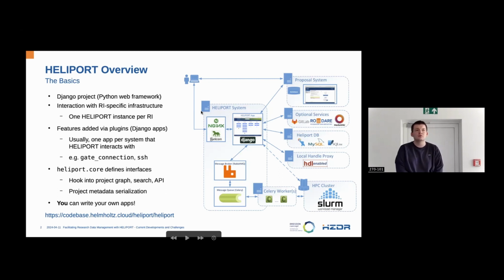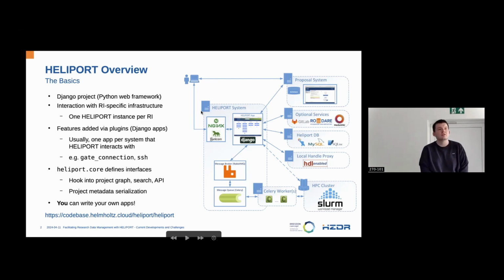Features are added to HELIPORT via plugins. These are just standard Django apps, which is the infrastructure that Django provides to build features that are reusable. And usually we have one Django app that interacts with one kind of system. For example, the Gate connection is realized in one app. And another thing would be, for example, SSH connections to remote machines. This is also implemented as an app.